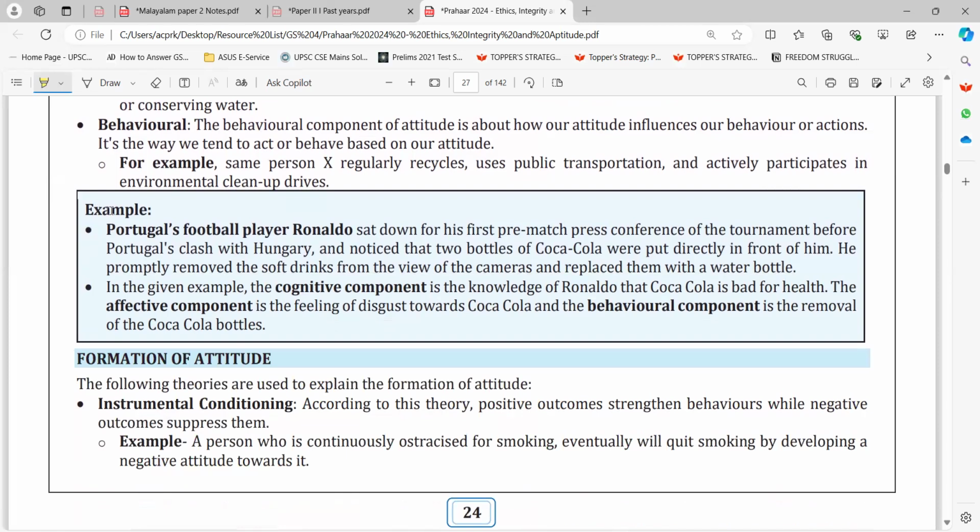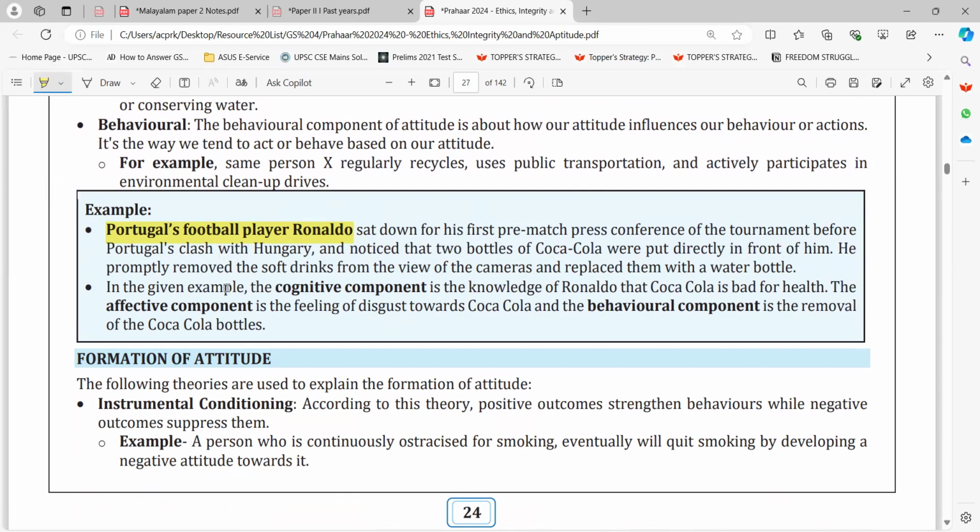Okay, example: Portugal's football player Ronaldo sat down for his first pre-match press conference of the tournament before Portugal's clash with Hungary and noticed that two bottles of Coca-Cola were put directly in front of him. He promptly removed the soft drinks from the view of the cameras and replaced them with a water bottle.